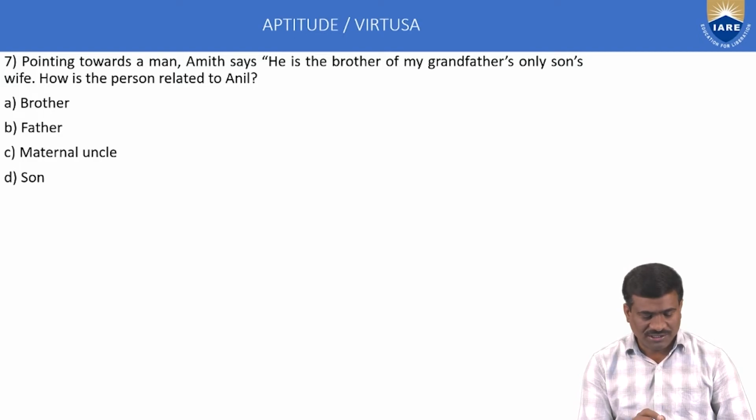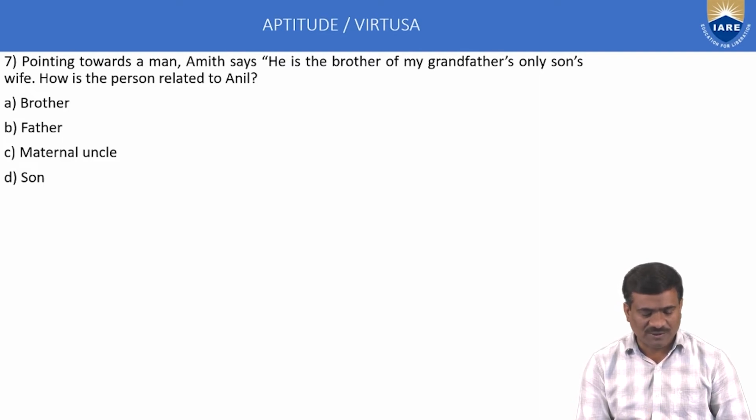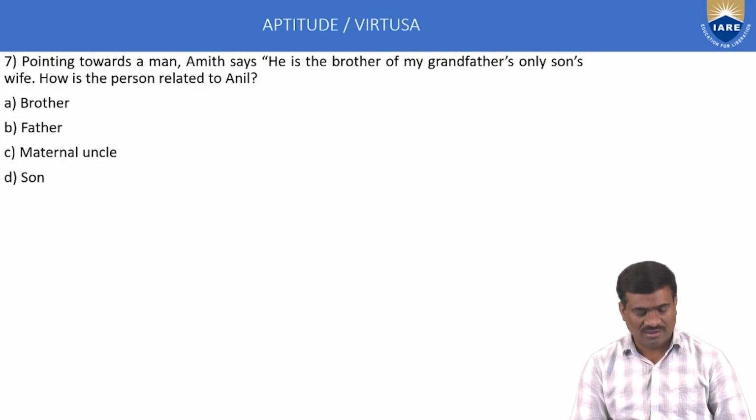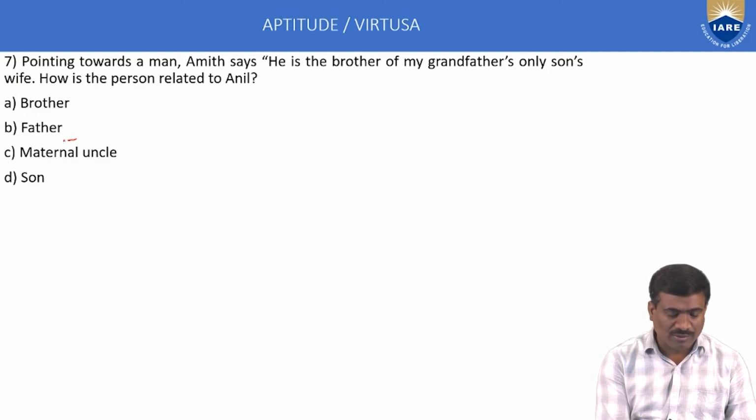A, pointing towards a man, says: Amit says he is the brother of my grandfather's only son's wife. How is the person related to Anil? A. Brother. B. Father. C. Maternal uncle. D. Son. Your mother's brother is called maternal uncle.